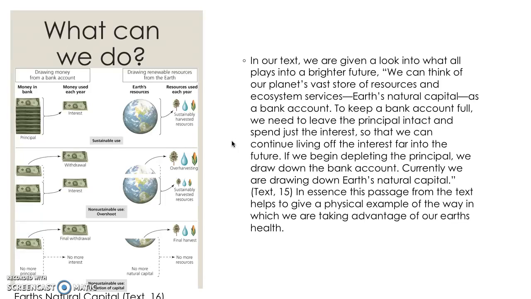What can we do? In our text, we are given a look into what plays into a brighter future. We can think of our planet's vast store of resources and ecosystem services, Earth's natural capital, as a bank account. To keep a bank account full, we need to leave the principal intact and spend just the interest, so that we can continue living off of the interest far into the future. If we begin depleting the principal, we draw down the bank account. Currently, we are drawing down Earth's natural capital.